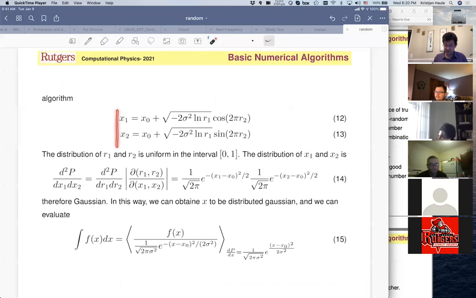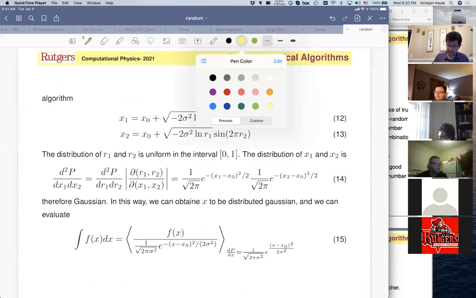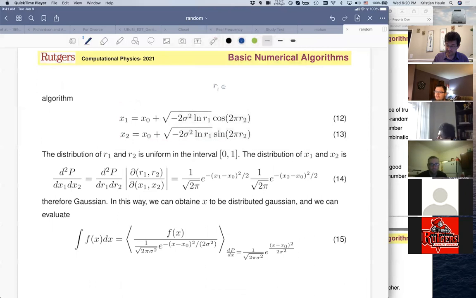We generate random numbers with this algorithm. So here in this algorithm, R1 is random and it's between zero and, I guess infinity, no, zero and one, sorry, zero and one. And also R2 is a random number between zero and one.